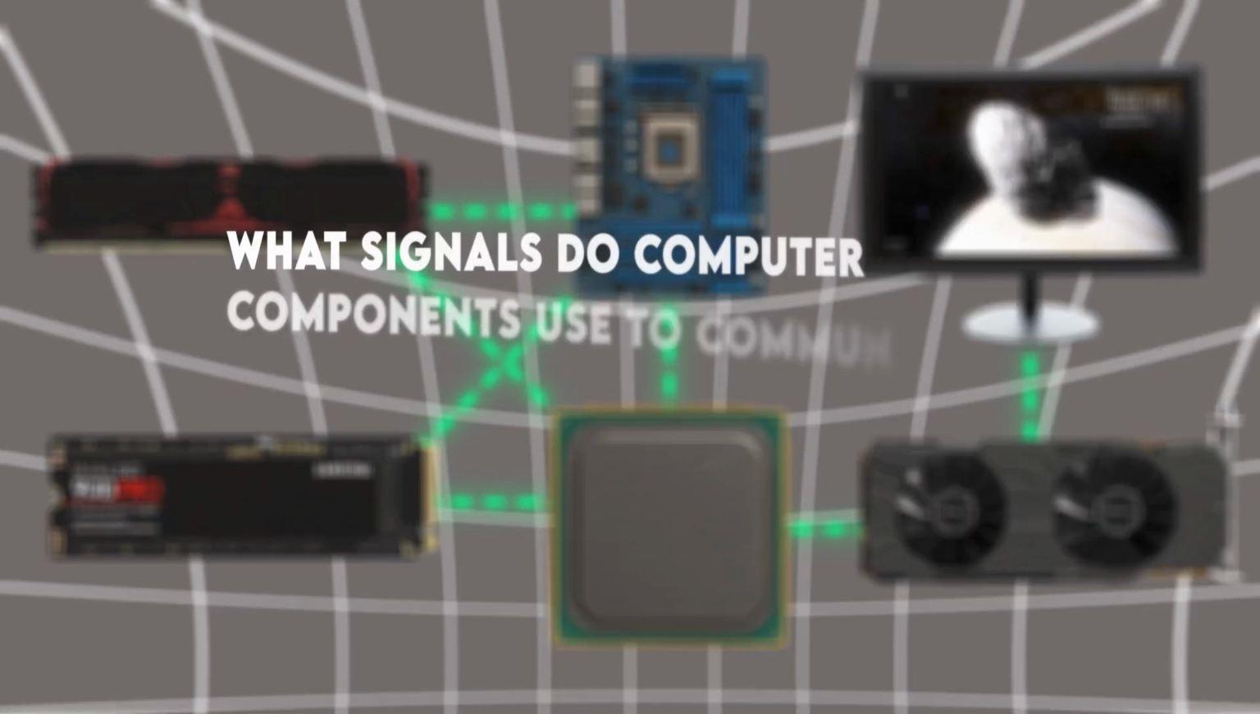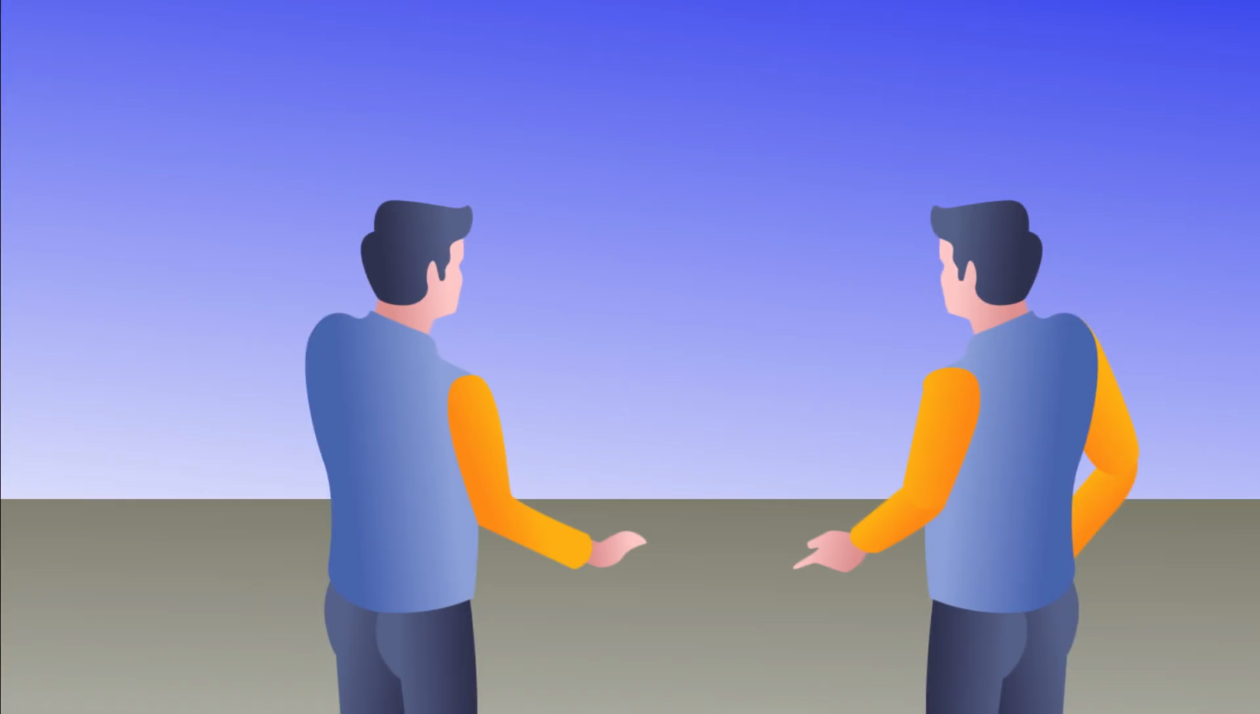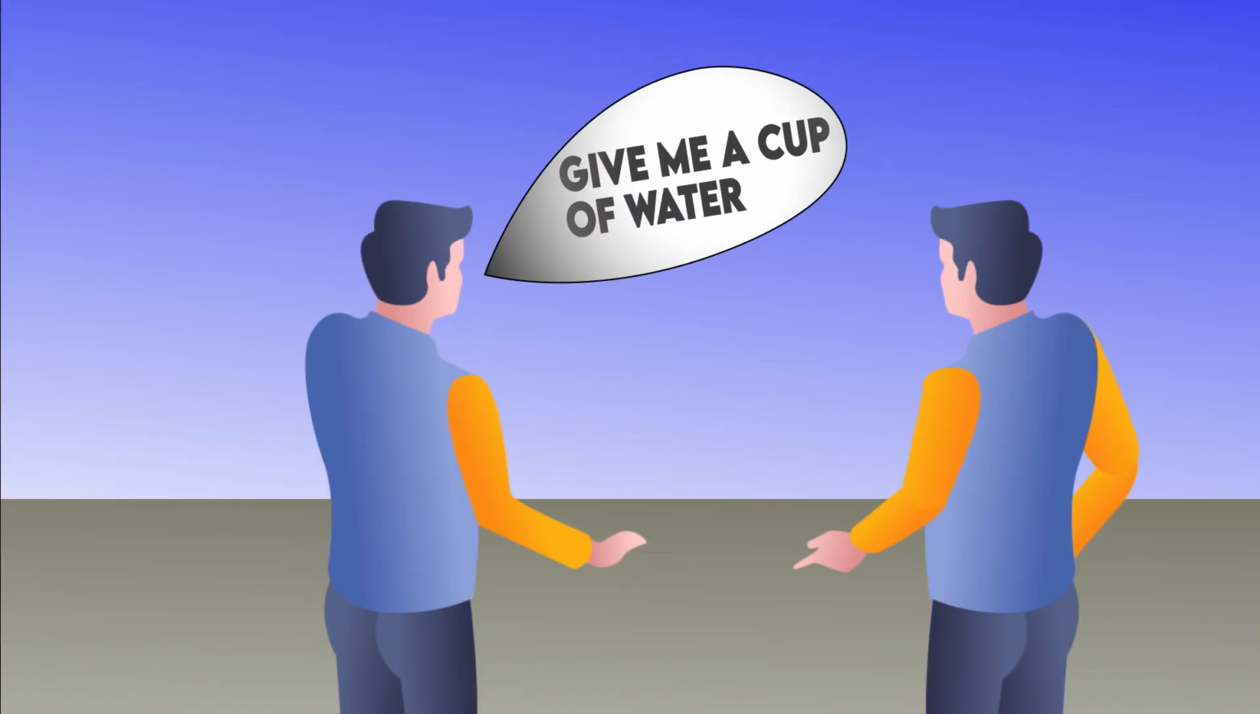But there is a question: what are those signals that these components use to communicate with each other? When humans exchange information, we use words. I can tell another person, "Please give me a cup of water," and they understand me and give me that cup. But computer components communicate with electrical signals, which we call binary.